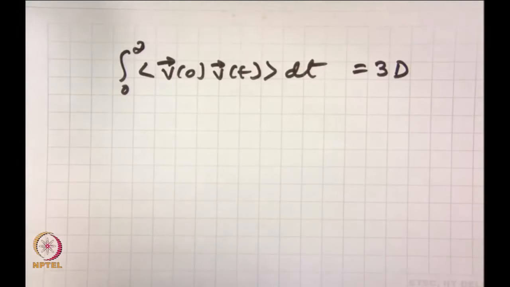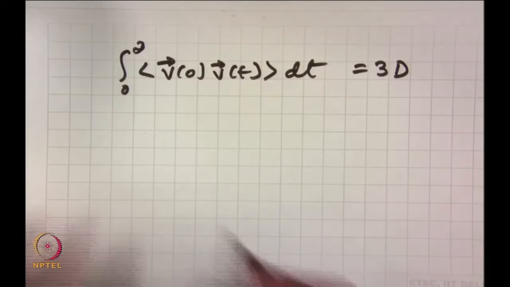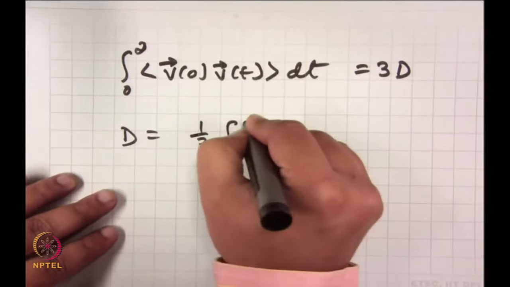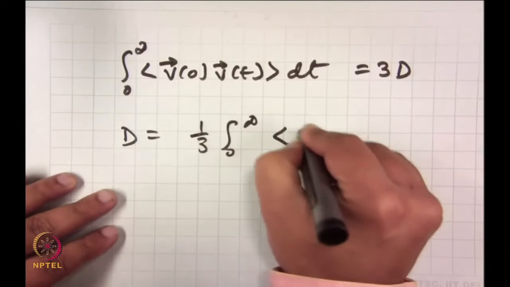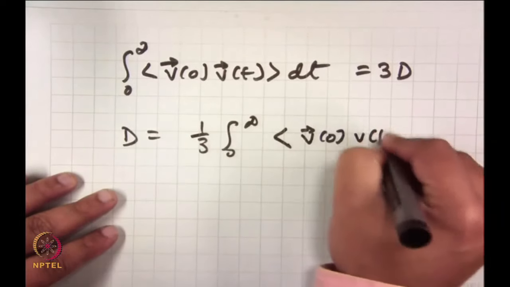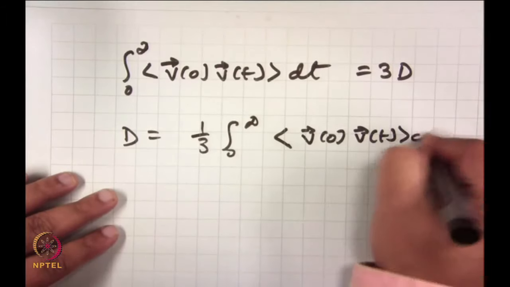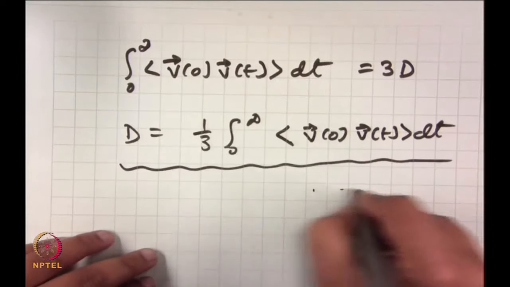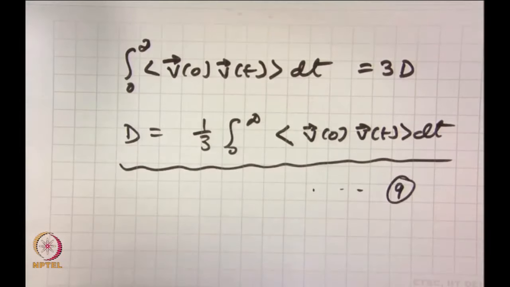and that makes sense, right. So, that was only one dimension we talked about, and now you are talking about taking velocity to be a vector quantity, you are talking about the 3 dimensions, and this is the actual expression for D, or we can write D is equal to 1 by 3 integral from 0 to infinity of v 0 v of t dt. Now, this is an important relation, we can put this as equation 9.